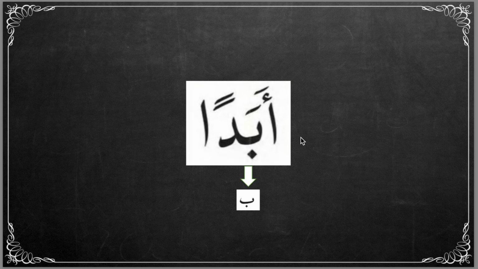Now here again, Hamza is sitting on top of the alif with a fatha, a. Ba here has a fatha, ba. Dal here has a fathatain, two fathas, dan. Notice that this ba is coming in a short form, not in its full form. We have the stem, and then one dot at the bottom, so we know that is the letter ba. A, ba, dan, abadan.